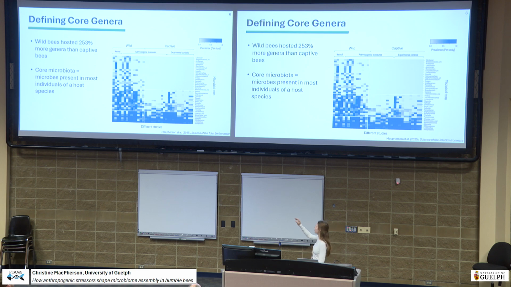And so this heat map shows on the bottom we've got different studies, including the work that we did here, and then on the y-axis we've got different microbial taxa. With wild bees on the left and captive bees on the right, you can pretty clearly see that there's a lot of microbes that are not present in bees in captive environments.